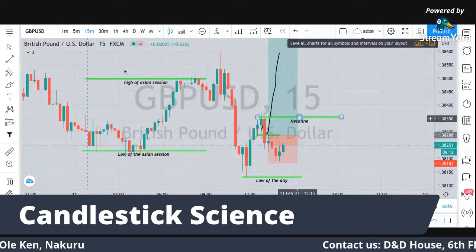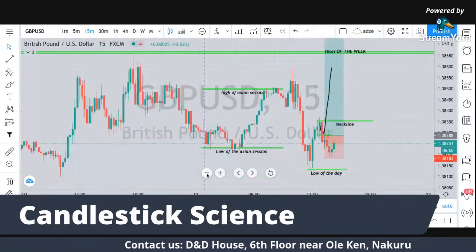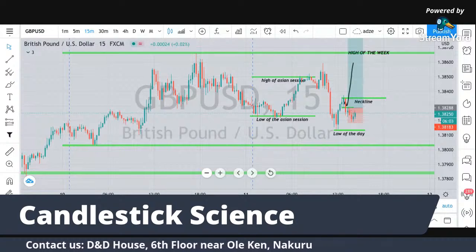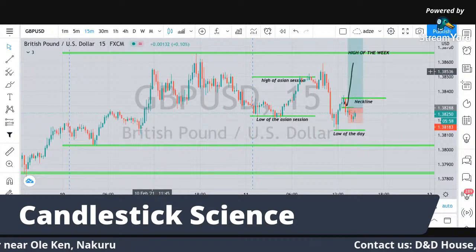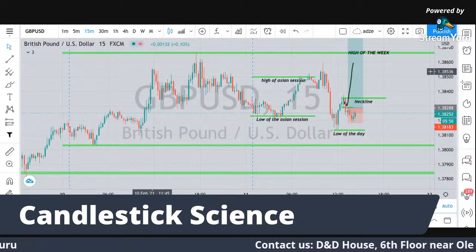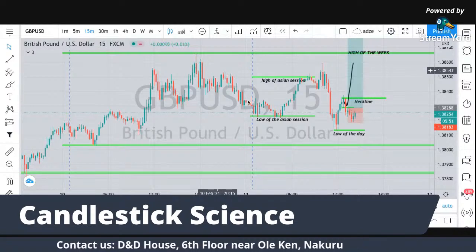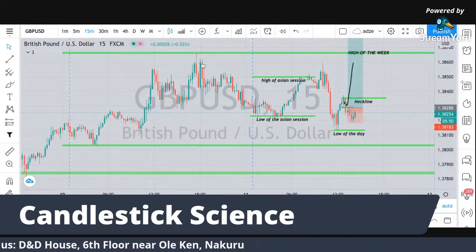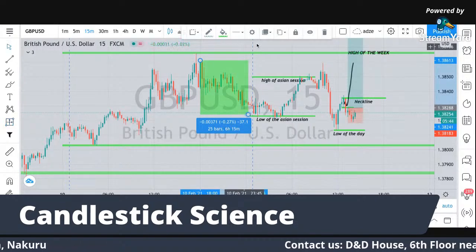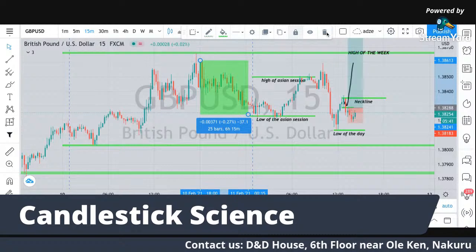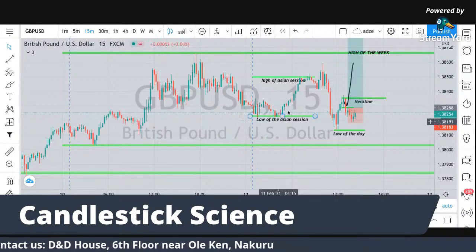Let's look at the macro. Let's look at how price looks. Price created a high yesterday during the London session, around 11:45. The same high was stop hunted. There was a reversal of around 37 pips. But the momentum was not sustained up to the next day.